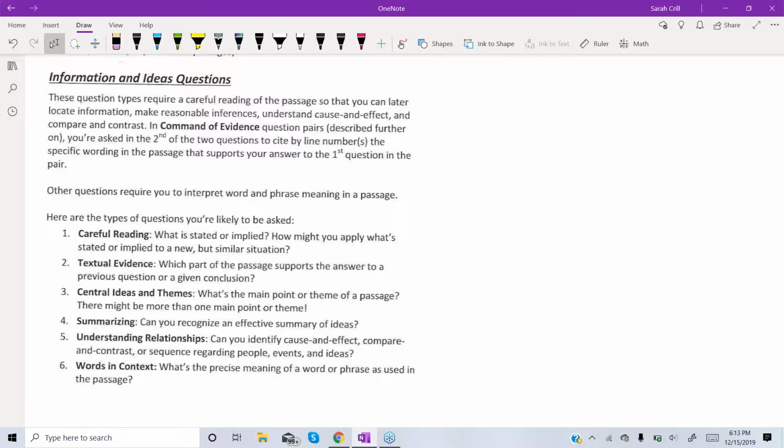All right, and then we have questions like central ideas and themes. What's the main point or theme of a passage? Summarizing, can you recognize an effective summary? Understanding relationships, can you identify cause and effect, compare and contrast, or sequence regarding people, events, and ideas? Words in context, what is the precise meaning of a word or phrase as used in the passage?